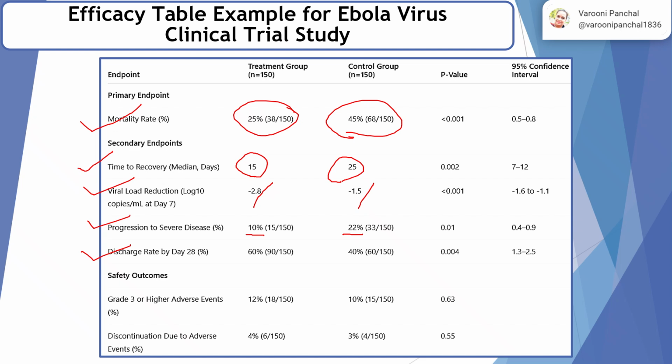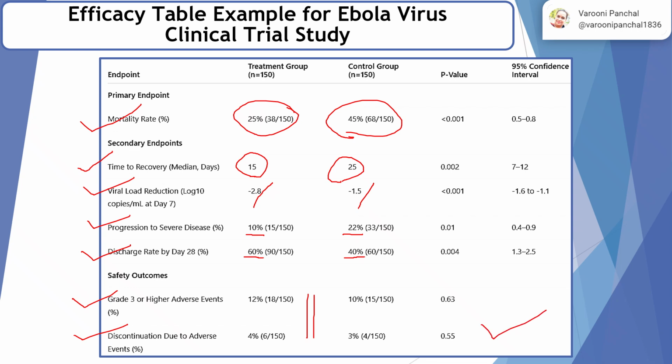Discharge rate by day 28. This secondary outcome assesses the percentage of patients discharged from the hospital by day 28. A higher discharge rate in the treatment group, 60% versus 40%, further supports the therapy's potential benefits in clinical recovery. Safety outcomes. Safety outcomes include grade 3 or higher adverse events and discontinuation rates due to adverse effects. Similar rates between groups indicate that the investigational therapy's safety profile is comparable to the standard of care.